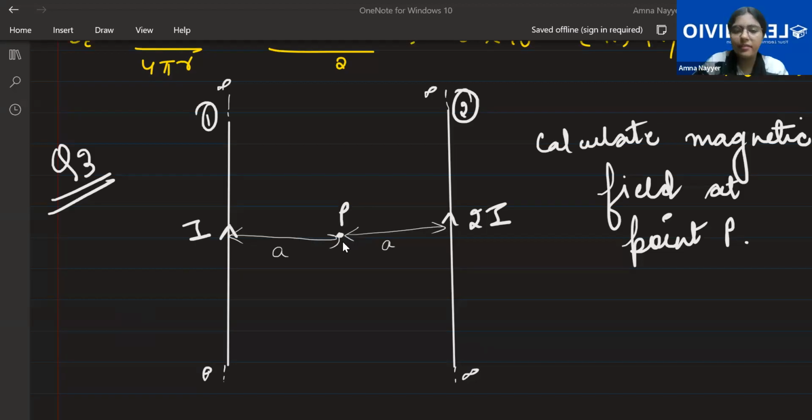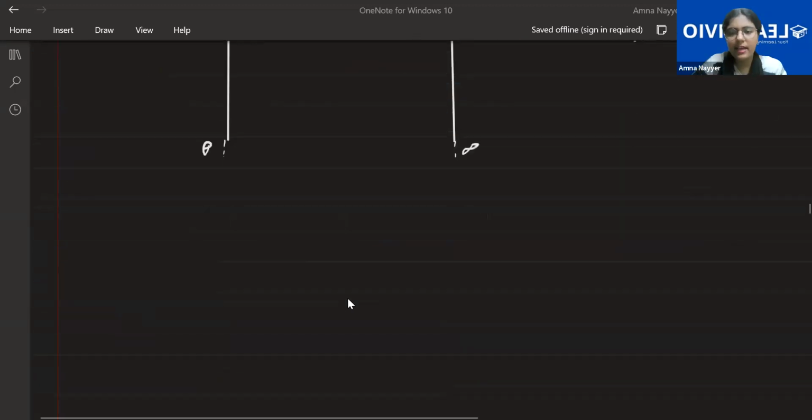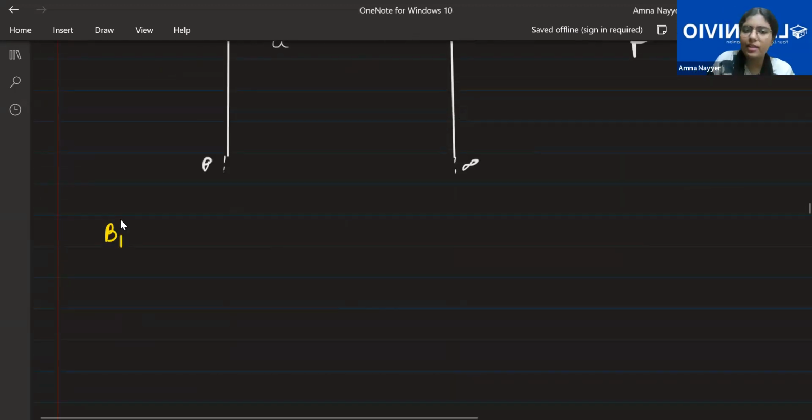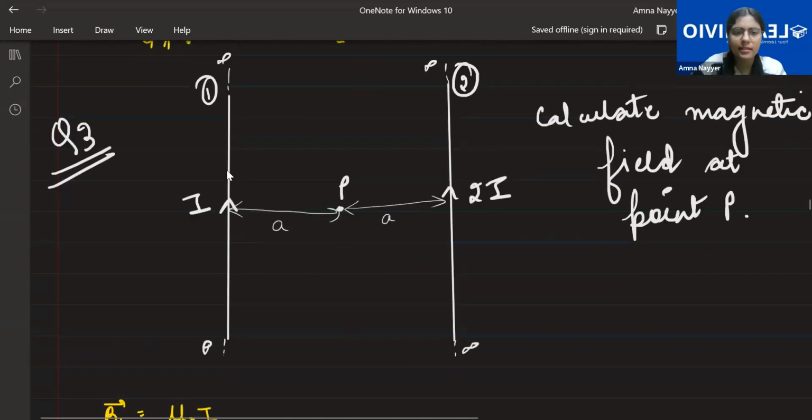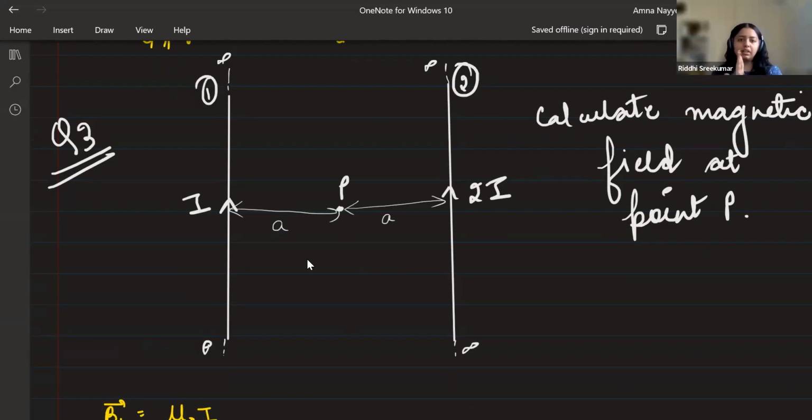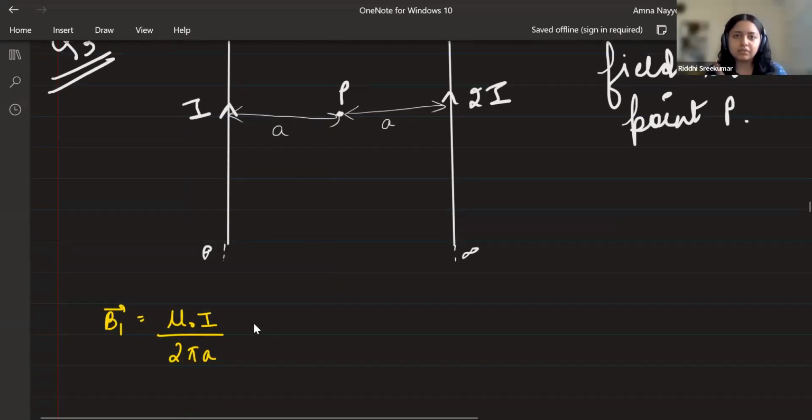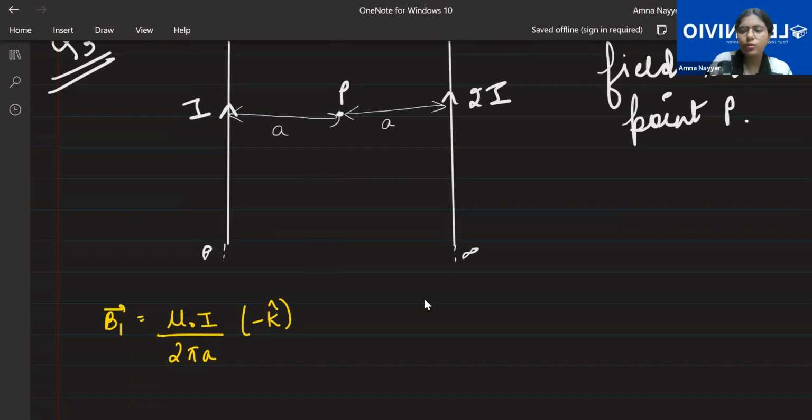So look at this point P when we are calculating. This is a long infinite wire. Infinite wires have the formula; let me write down the formula separately for both of the wires. Mu naught I by 2 pi A is the formula for this. Current is I, separation is A. Riddhi, tell me the direction for this. It will be inwards for the first wire. So I'll write it as minus k cap, so that when you add them vectorially, this will make sense.